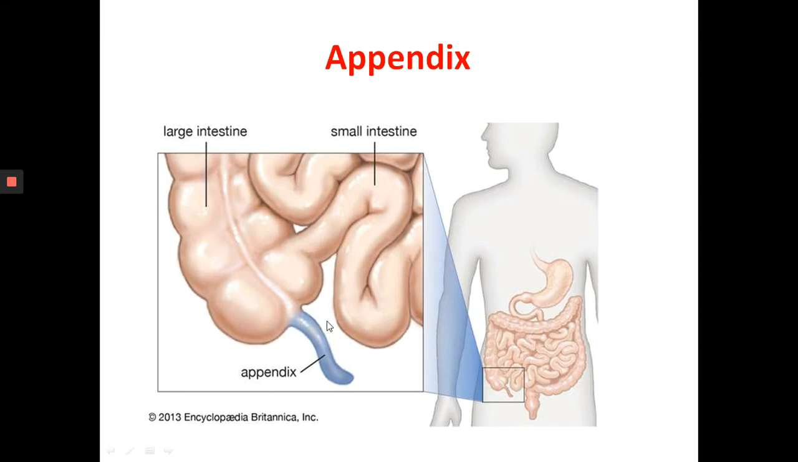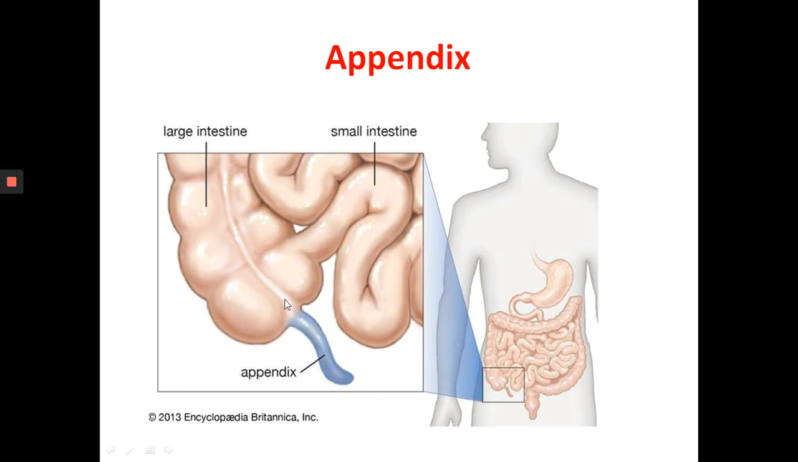So the next structure is the appendix. Formerly it was called the vermiform appendix, because it looks like a worm. It's a vestigial hollow tube that is closed at one end, and the other end is attached to the caecum. The caecum is a pouch-like beginning of the large intestine, into which the small intestine is emptying its content.